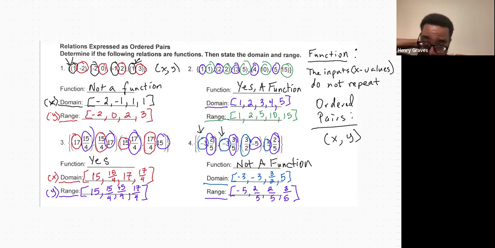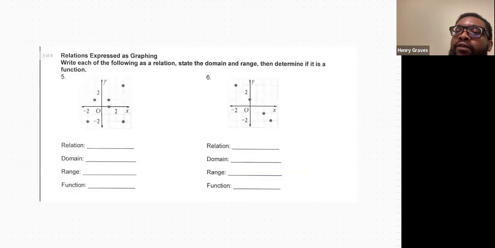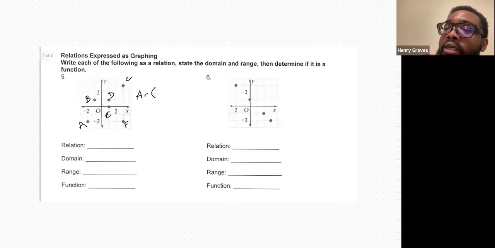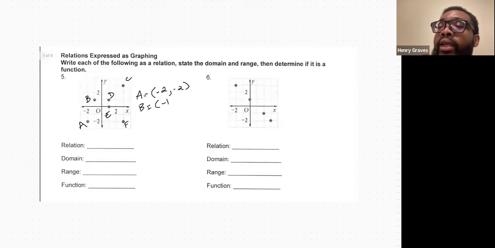On the next page here, they give you a set of points. So for the sake of time, I'm going to label these by letters: A, B, C, D, E, and F, right? So A is going to be specifically -2, -2. B is going to be -1, +1. C is going to be 3, 3.